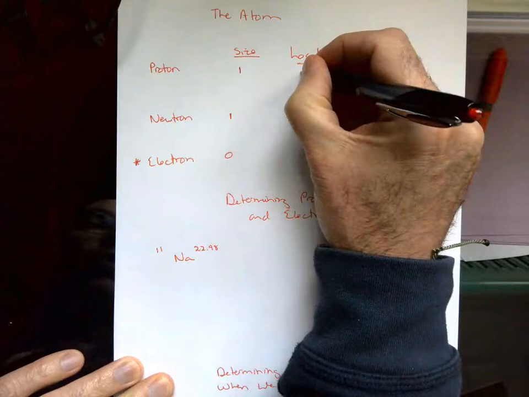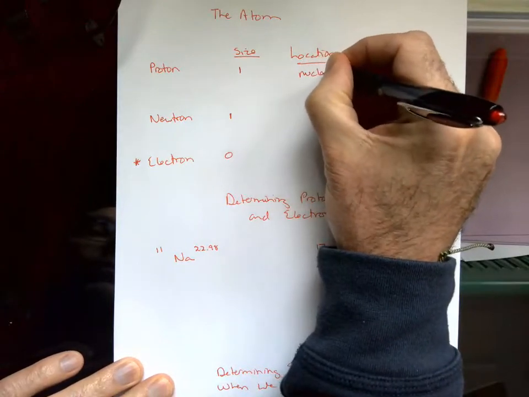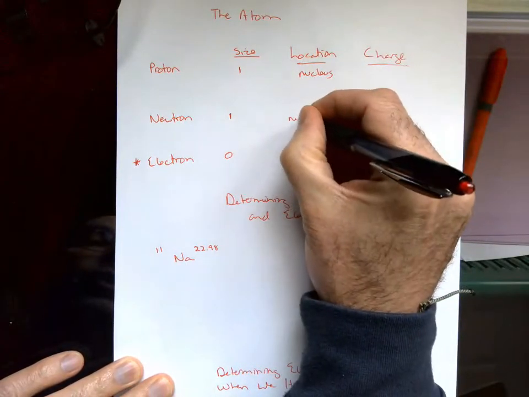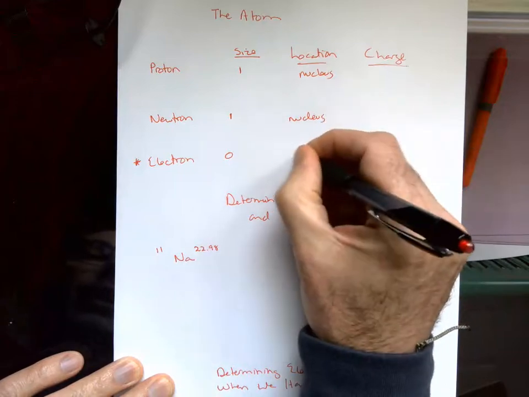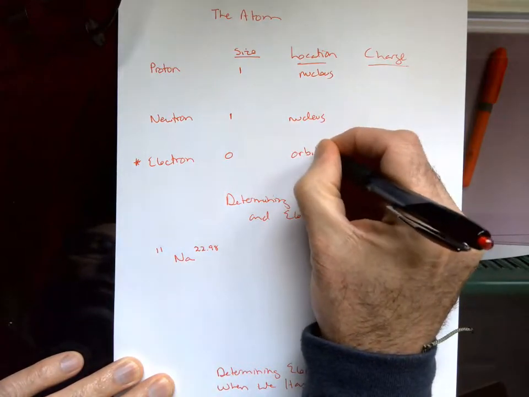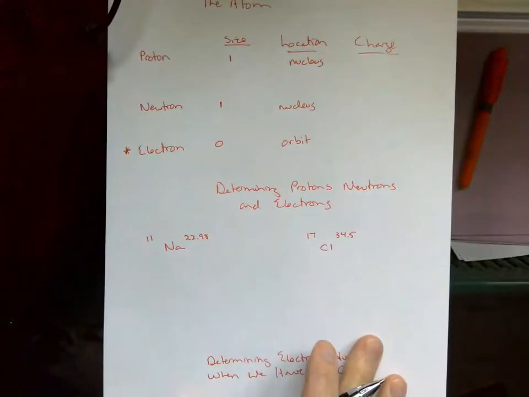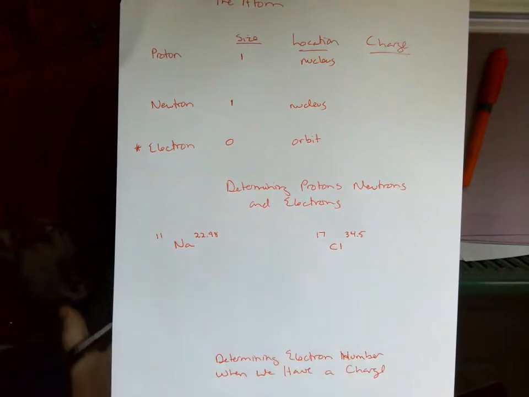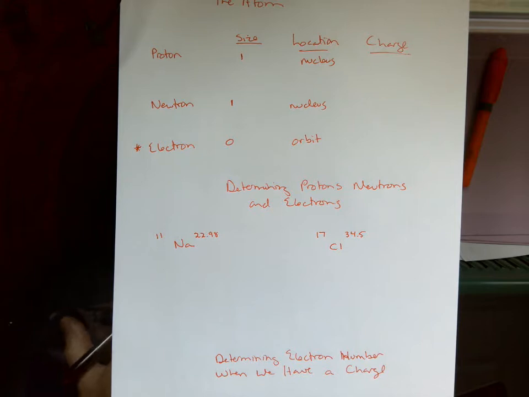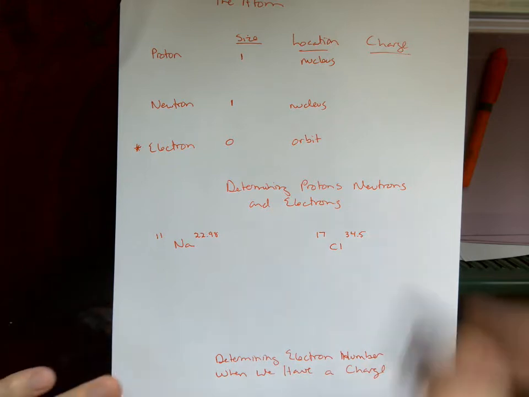Location. Protons are in the nucleus. Neutrons are in the nucleus. And electrons are in orbit around the nucleus. Try to work on your visualization skills as you go through this course. So to try and imagine what things look like can be important.